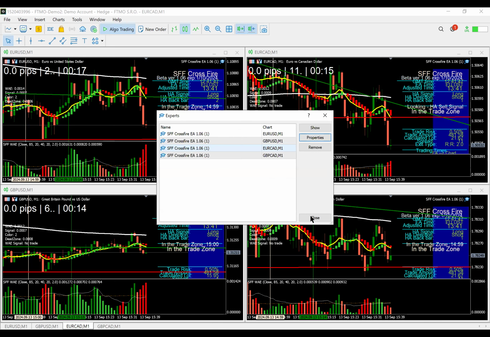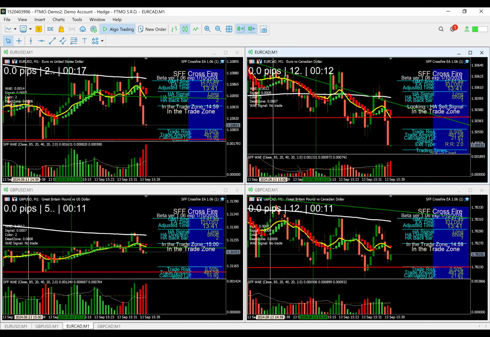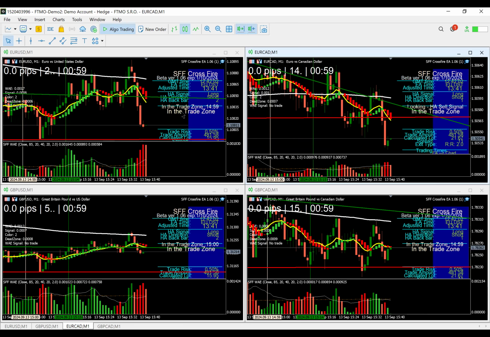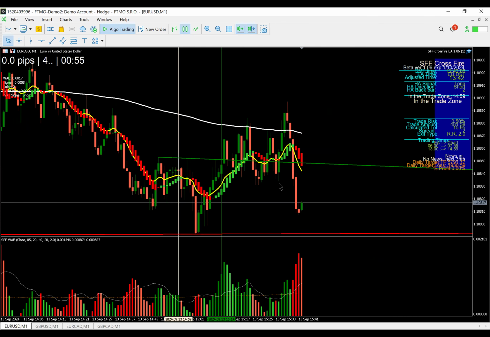Let's have a look back at the chart, see if there's anything going on. I didn't hear any. So just to go through, it says in the trade zone, and that's all it says, because it's not looking either for a buy or a sell, basically because we're in no man's land. Well, we've just popped out. No, we're still in no man's land. There's a red, there's a green. We're still in between. Therefore, we're not looking for buys. We're not looking for sells.